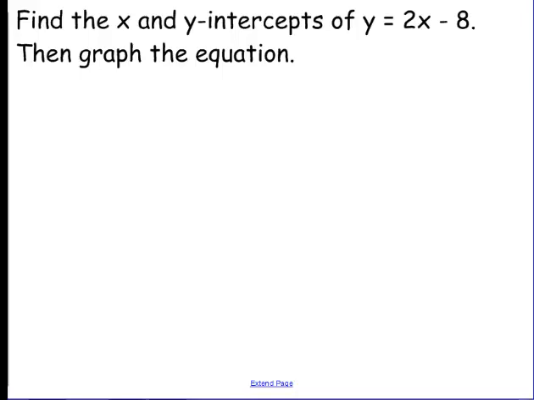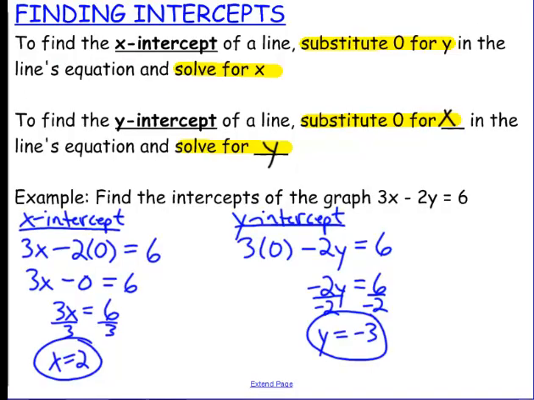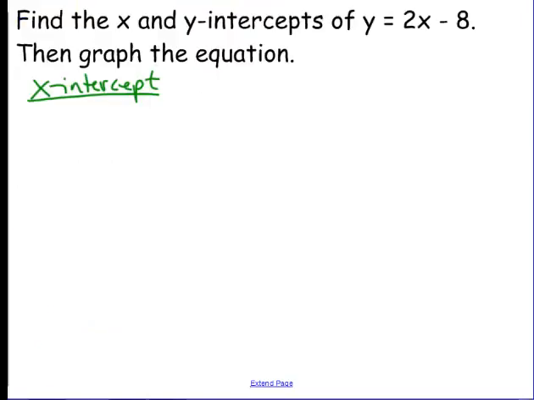We're going to find the x and y-intercepts of y equals 2x minus 8, and then we're going to graph the equation. So again, think back. Let's find that x-intercept first. Remember, we said to find the x-intercept, we're going to substitute 0 in for y. That's what it said on our notes. For the x-intercept, we're going to substitute a 0 in for y. And so I should see 0 equals 2x minus 8.